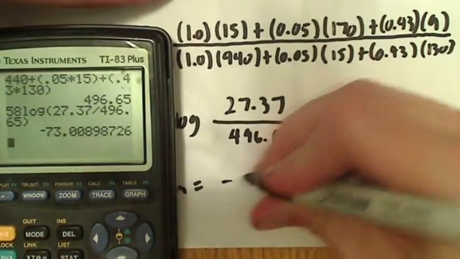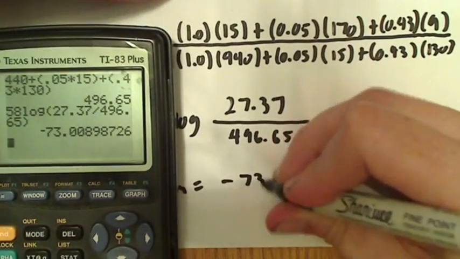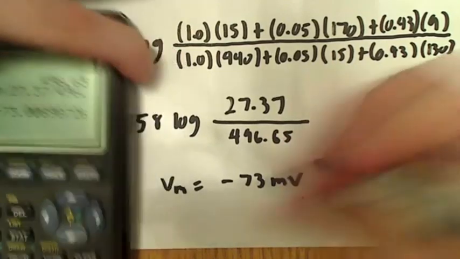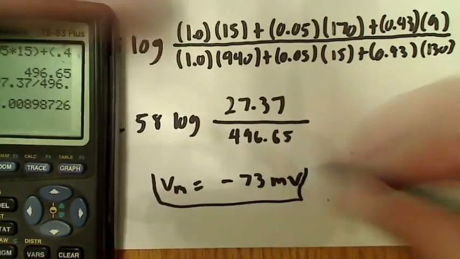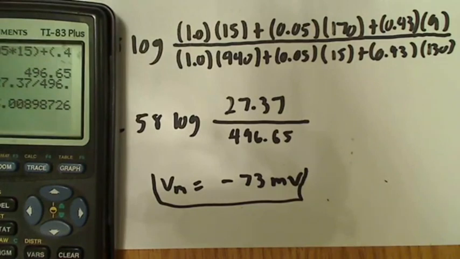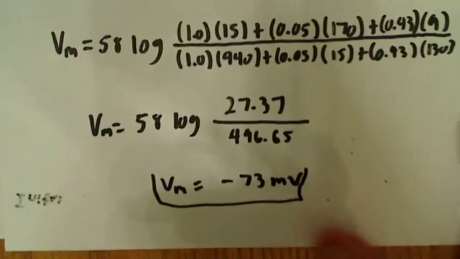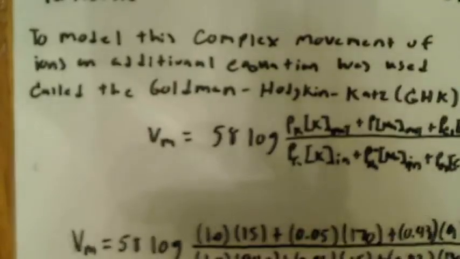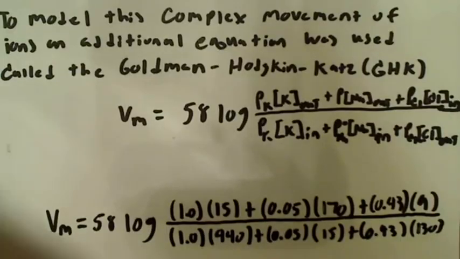Okay, so the resting membrane potential here is negative 73 millivolts, and that's pretty consistent with what they got in a lot of the cases when they were doing these experiments. They were getting somewhere around negative 75. So that would be how you would use the Goldman-Hodgkin-Katz equation for a problem. It's pretty simple, plug and chug.